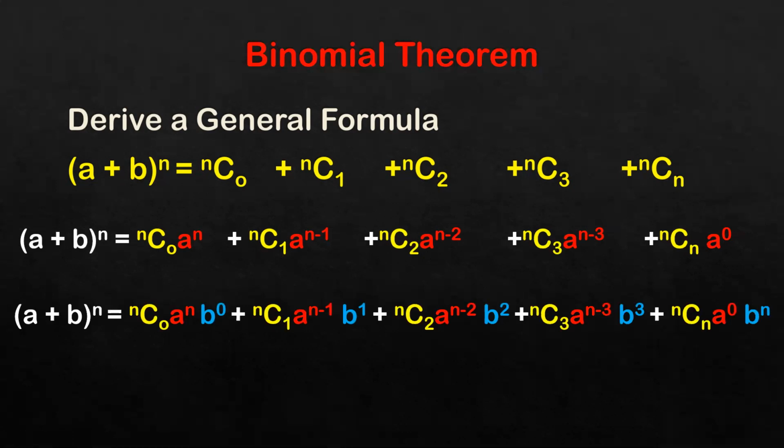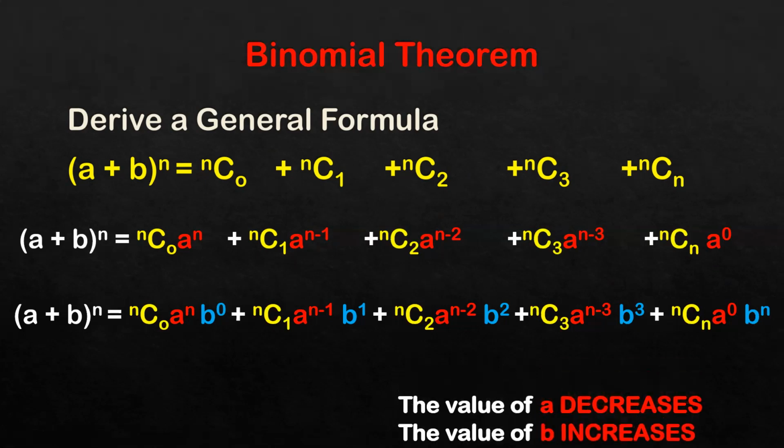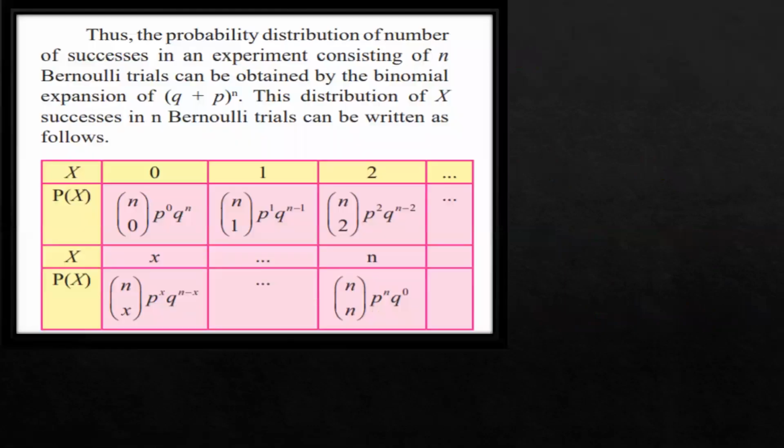And similarly, the value of b increases. So in the start, you will have b raised to 0, b raised to 1, b raised to 2, b raised to 3 up till b raised to n, where the value of a decreases and the value of b increases. So with this class, we have made a connection between Pascal's triangle combinations, which we together use in binomial theorem.